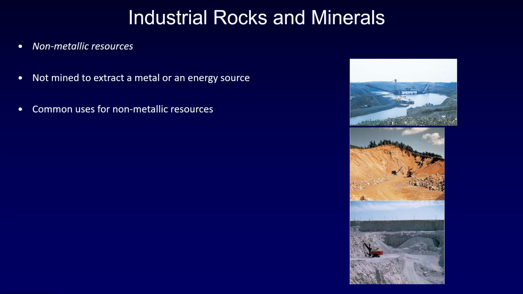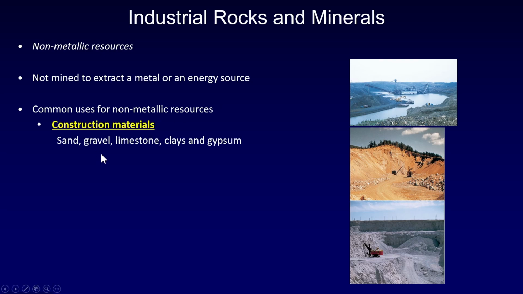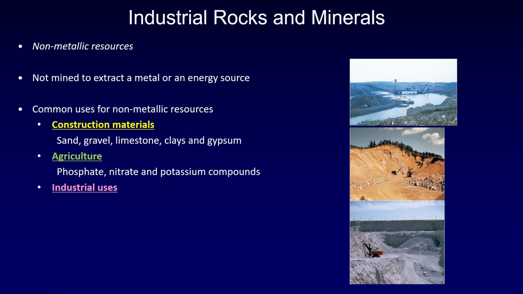So we're not accessing them to get hold of oil or natural gas or uranium, for instance. So some of the common uses for non-metallic resources include construction material. So that's going to include things like sands and gravels and limestones, clays and gypsum in the form of drywall. But they're also going to be used in agriculture. That's going to include phosphates, nitrates, and potassium compounds, which are used to make the fertilizer that feeds the crops.